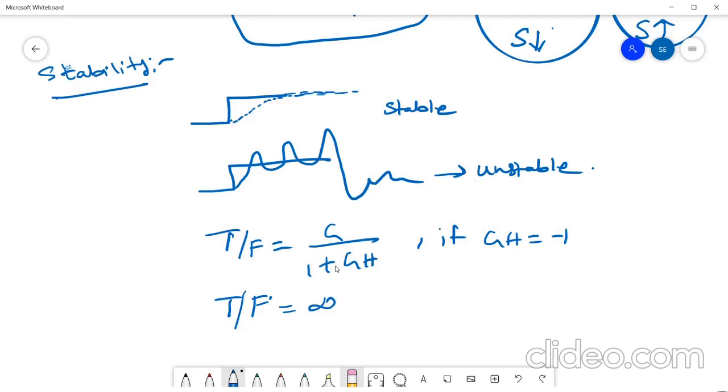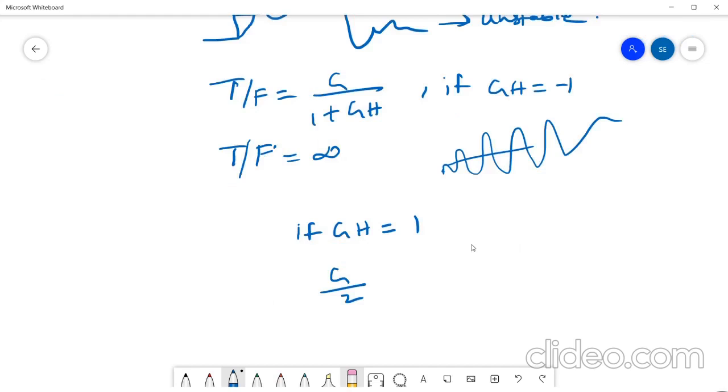Similarly, if the feedback gain GH is positive, what happens? If GH is equal to 1, it is G by 2, which means it is within the boundary, right? So this is how the feedback is influencing the stability. Similarly, for the same system, if the feedback gain goes to minus 1, the system goes unstable. For this, I will draw the diagram so it will be clear for you.